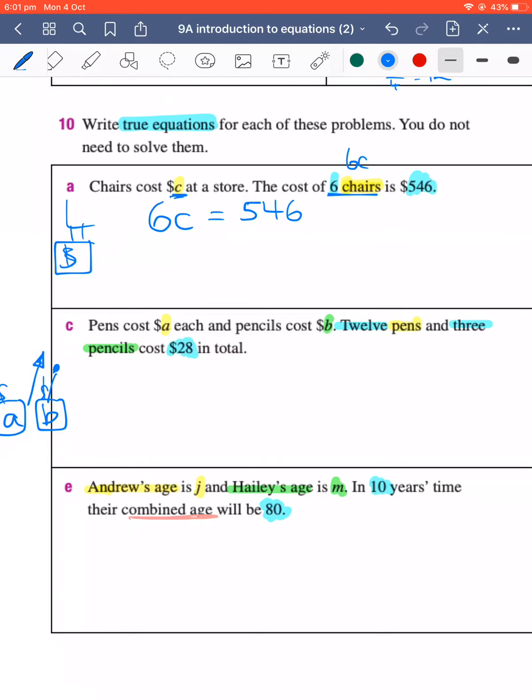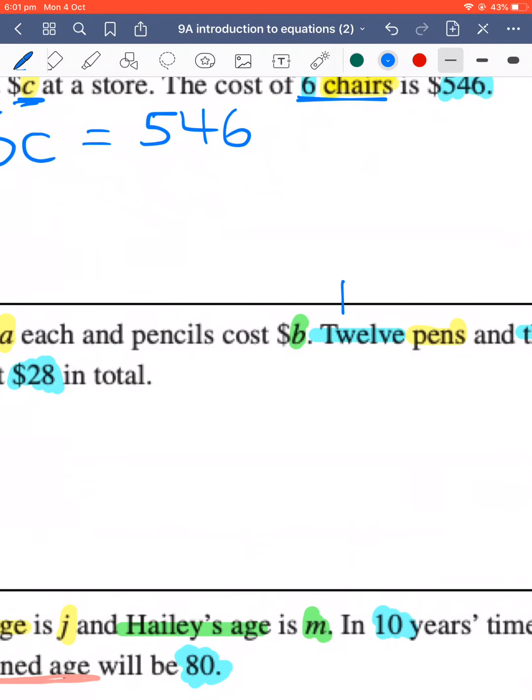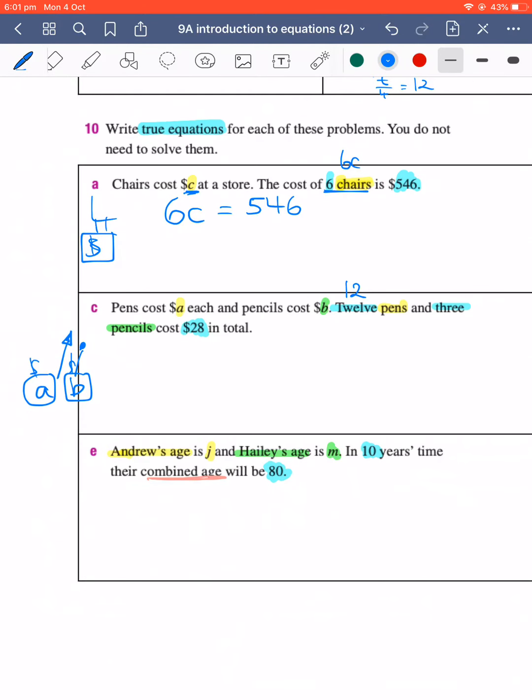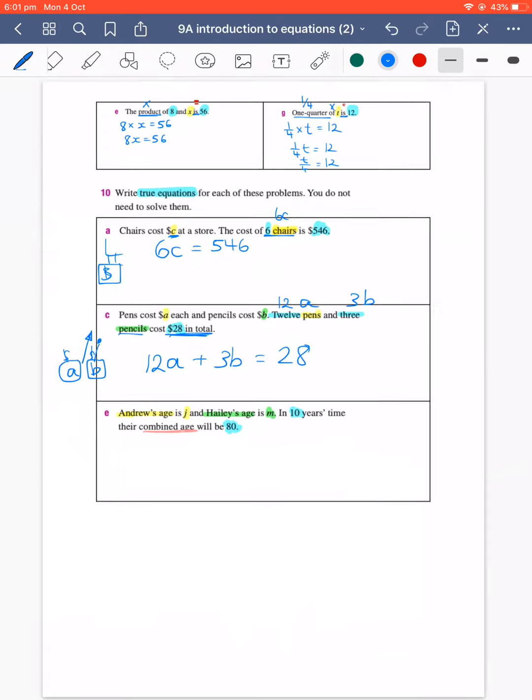Again, if you have a word that you can turn into a number or an operation, do it. So I've got the number 12 here. So I've got 12 pens. My pens were A, and I've got 3 pencils. So my pencils are B. They cost a total of 28. So I can write that as 12 pens, plus, when I add them together, 3 pencils. So 12 pens, 3 pencils, gives me a total cost of $28. Next one, and we are done.